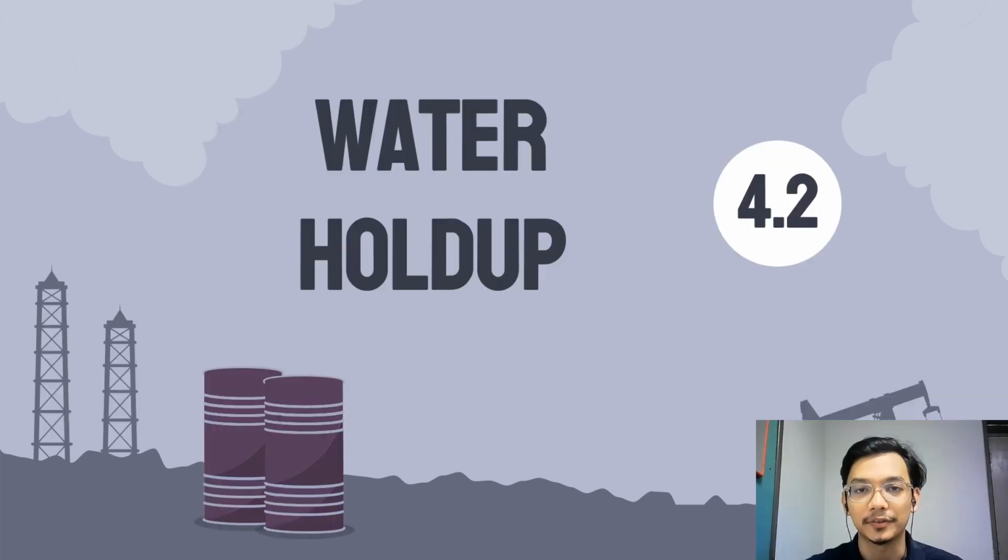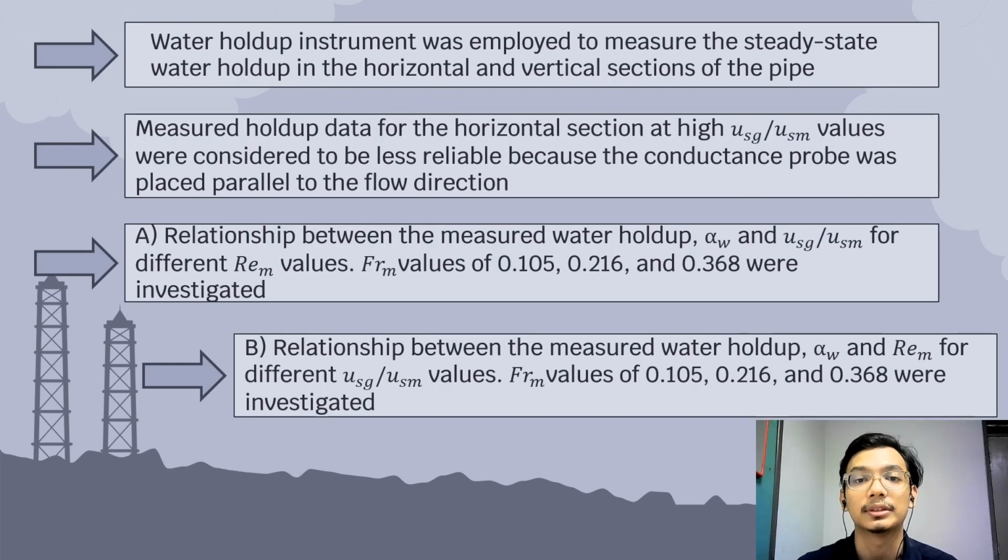The next part of the discussion is the water holdup. In this study, the water holdup instrument was employed to measure the steady-state water holdup in the horizontal and vertical sections of the pipe. However, the measured holdup data for the horizontal section at high superficial velocity ratio values were considered to be less reliable due to the conductance placement being parallel to the flow direction.